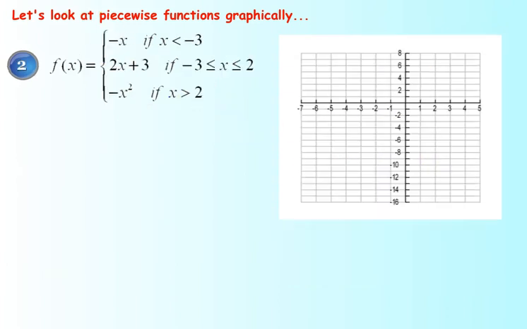Let's try one more. So here's another one. This one has 3 rules. This was actually the one we evaluated earlier. So I'm going to write my 3 rules and I'm going to make an XY table below it.